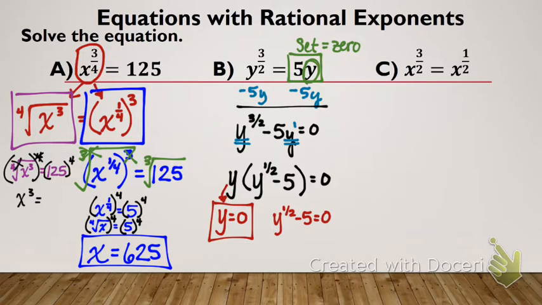I want to solve this for y now. What would my first step be to get the y alone? Yep, we're going to add 5 to both sides. So I have y to the 1/2 power equals 5. How would I get rid of a 1/2 power? Square it. So the squared and the 1/2 power cancel each other out. That leaves me with y equals what? 25.